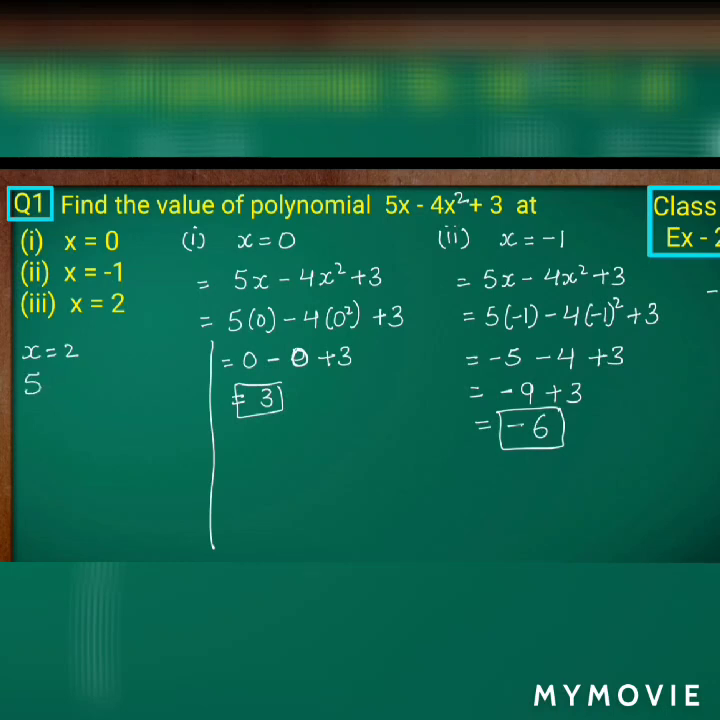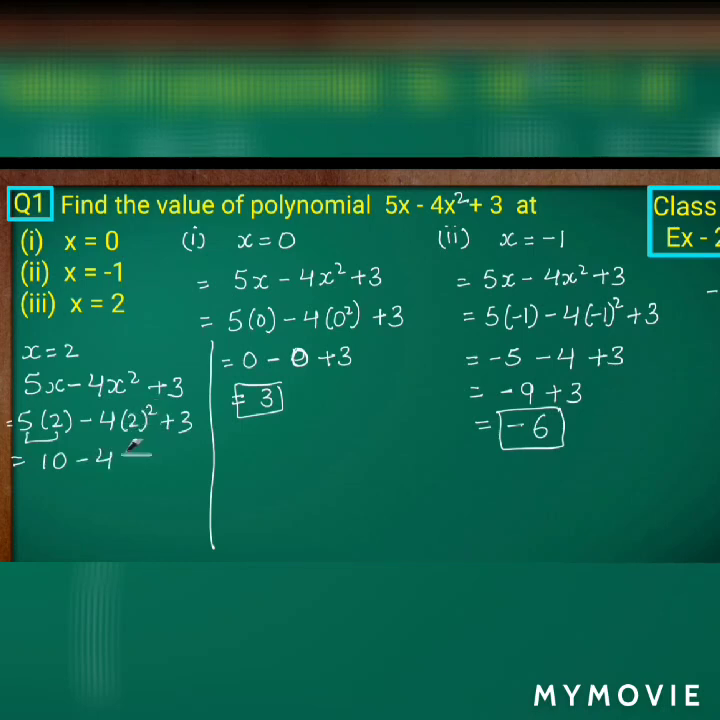So if we substitute the value of x, which is equal to 2, in the given equation, we'll just take p of x is equal to 5x minus 4x square plus 3. In the place of x, we have to substitute the value 2. So it will become 5 into 2 minus 4 into 2 square plus 3. So obviously 5 2s are 10. We have to do multiplication. Minus 4 into 2 square is what?